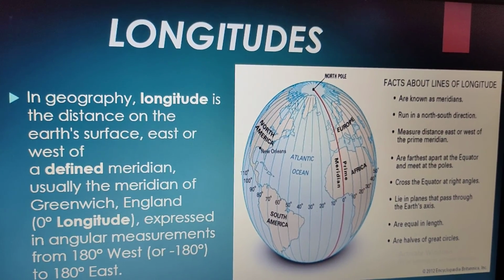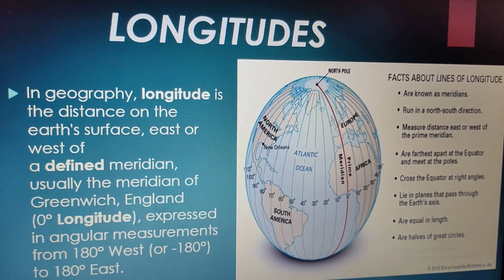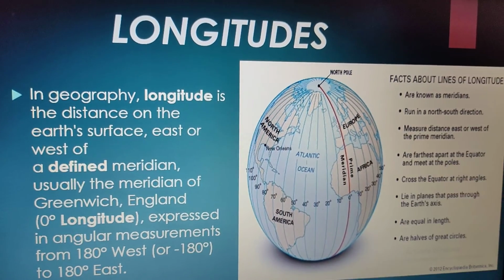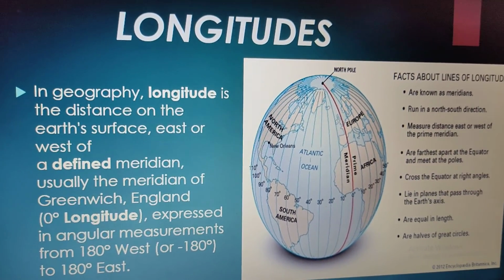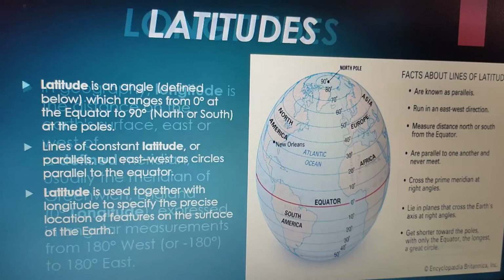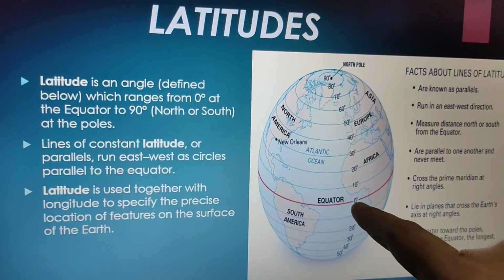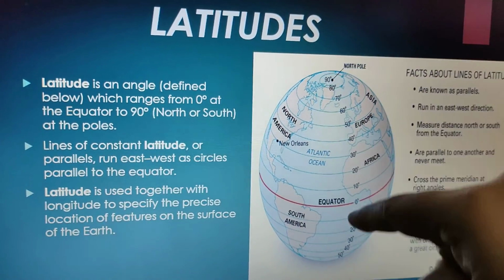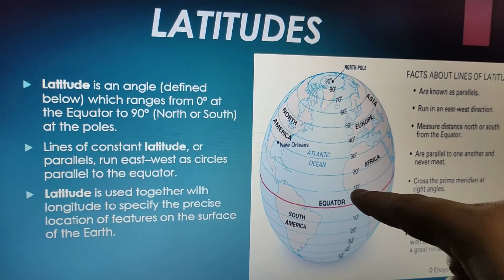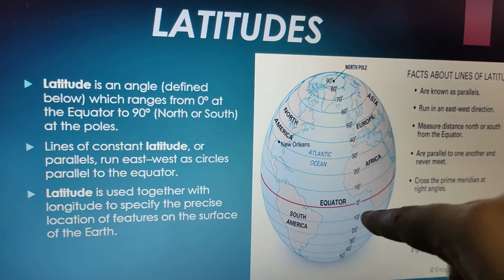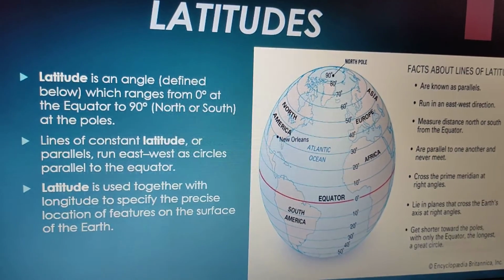And they also cross the equator at right angles. They measure distance east or west of the prime meridian. If we talk about the equator, we measure distance from the equator to north and from the equator to south, that is, 0 degree to 90 degree north and 0 to 90 degree south. That is how we measure distance.